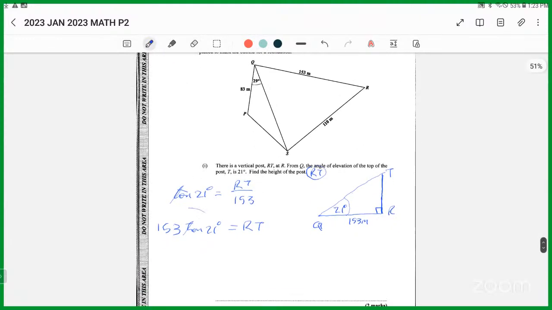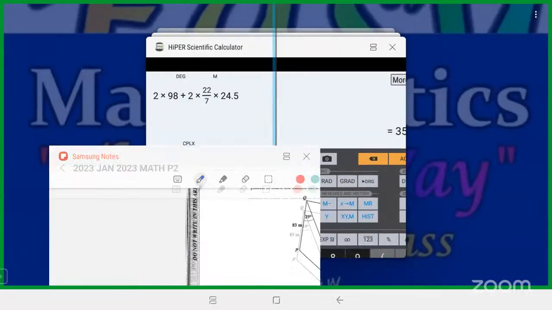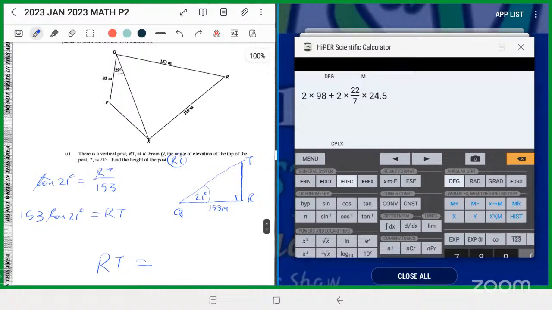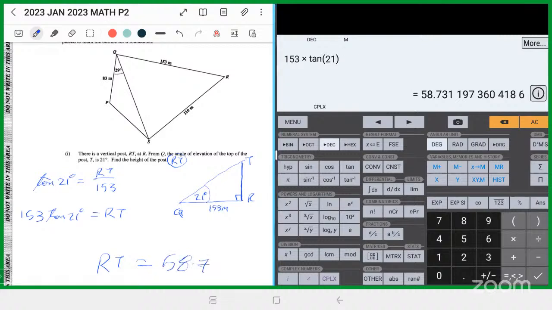So we do this calculation and find RT, the height. RT equals 153 times tan of 21. That's 58.7 meters.